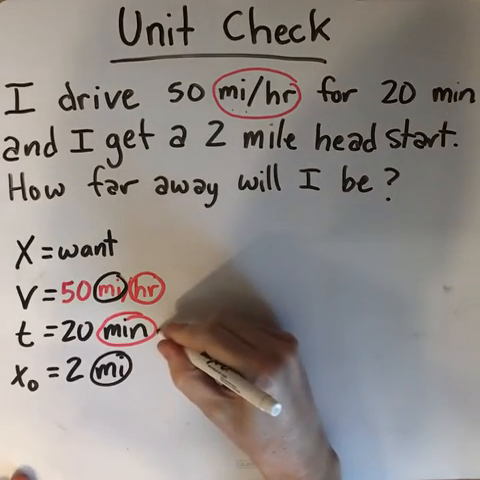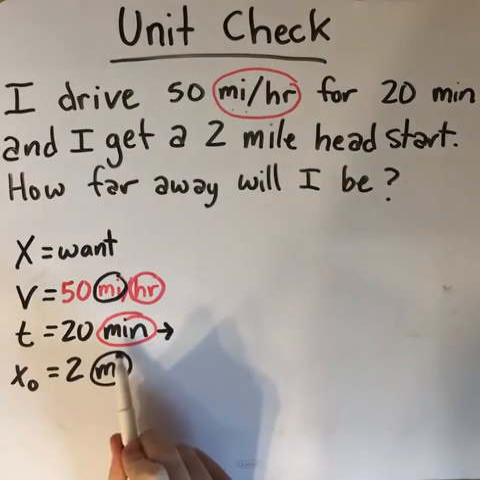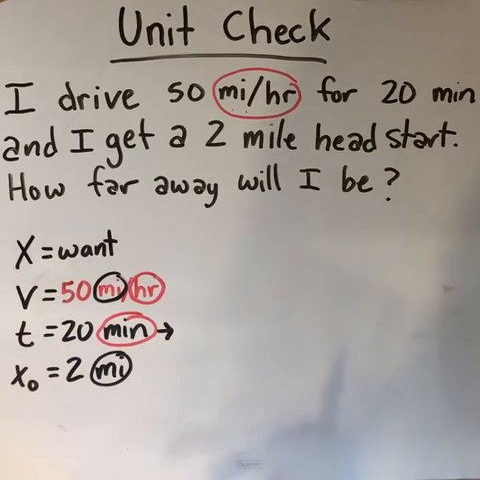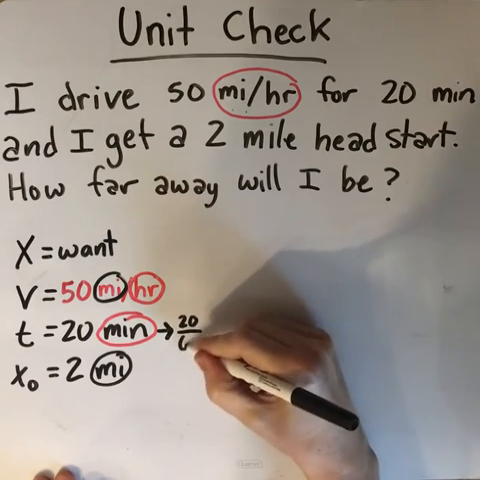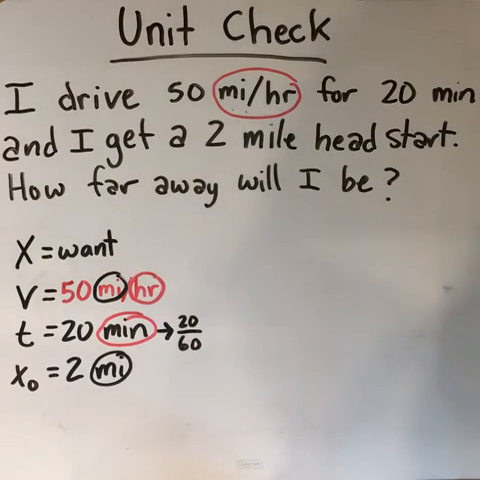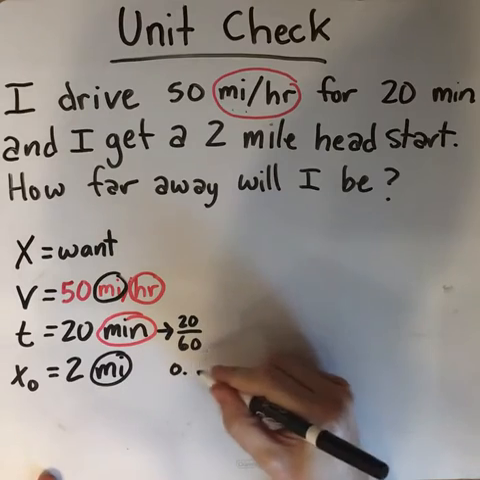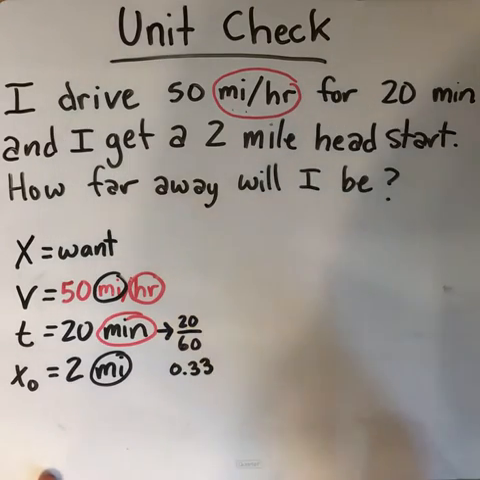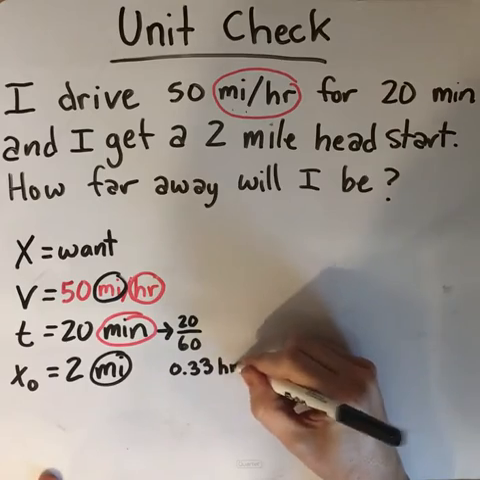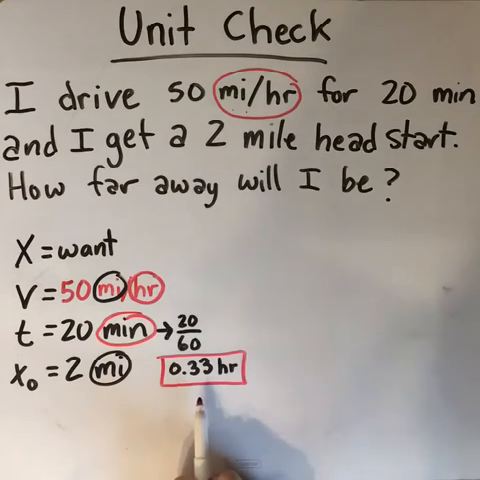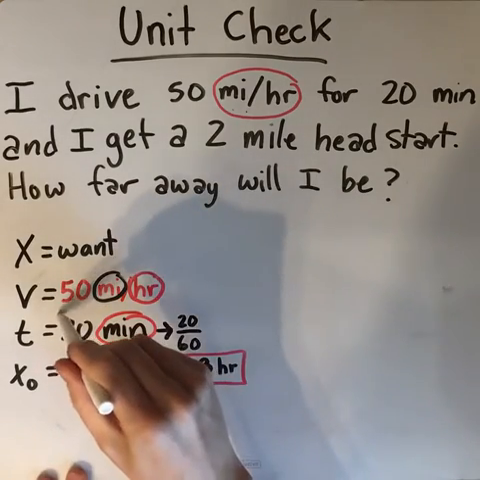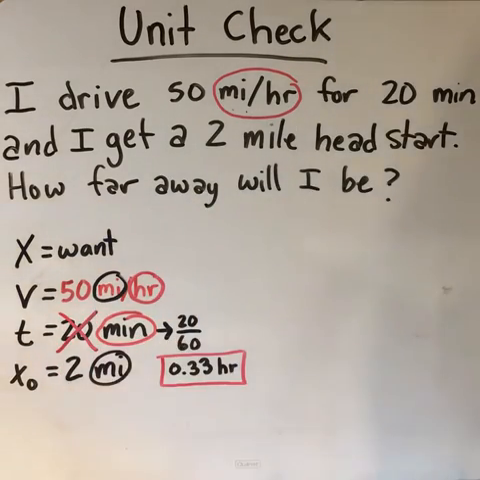So what I'm going to do is convert 20 minutes into hours, and I do that using the relationship that there are 60 minutes in 1 hour. So I'm going to take 20 and divide it by 60. When I put this in a calculator, I get 0.33 hours. And this is the number that I'm going to use in my algebra equation. I'm going to ignore the original number that they gave me in the story.